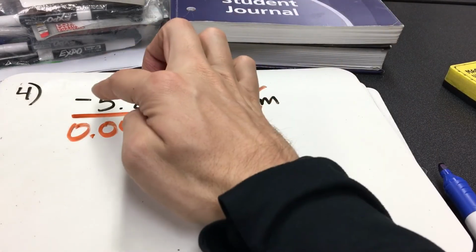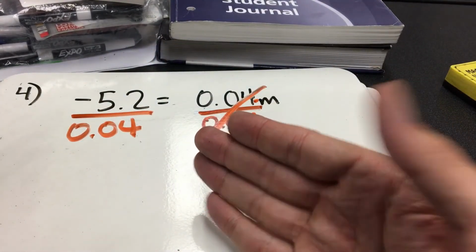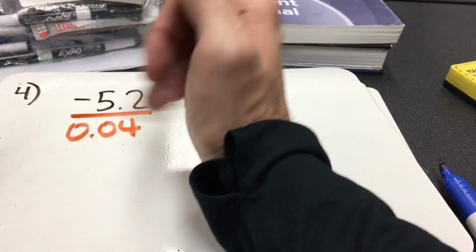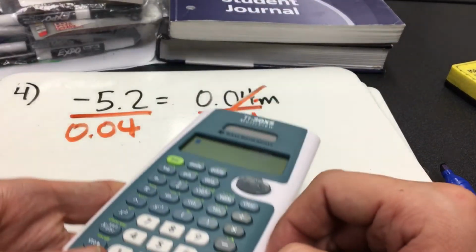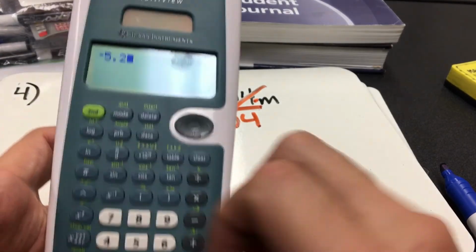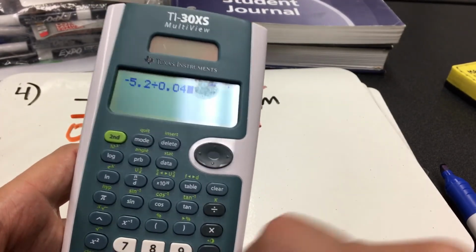You should know when the signs are different, our answer is going to be negative. If the signs were the same, like if they were both negative, then two negatives would make a positive. But if there's only one negative and the other one is a positive, I know my answer is going to be negative. And so I'm going to do negative 5.2 divided by 0.04.